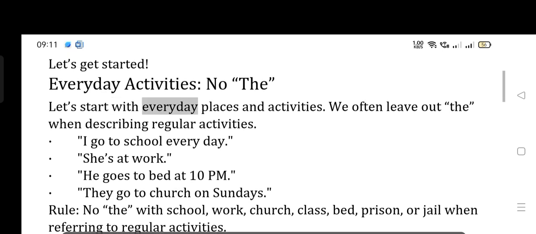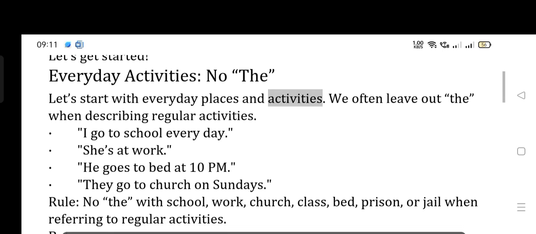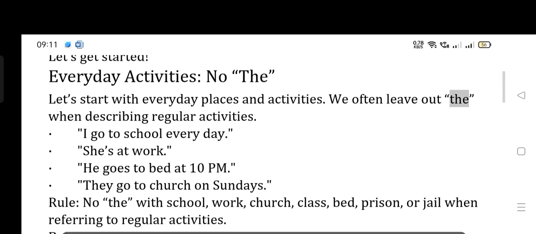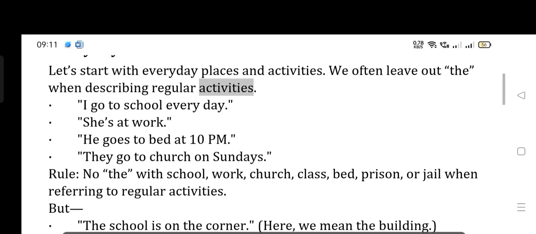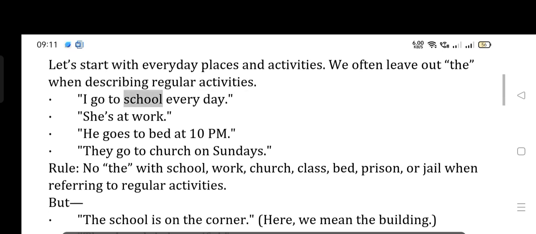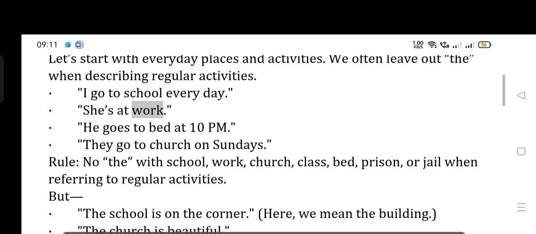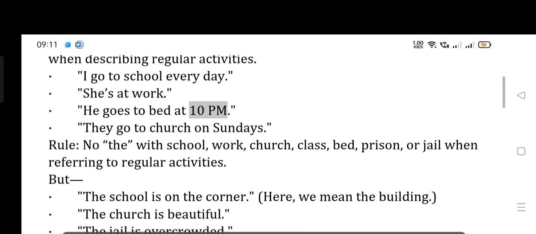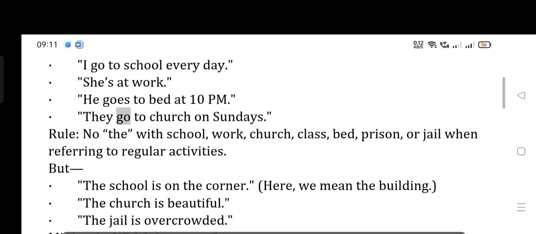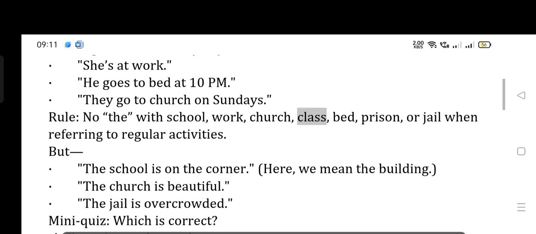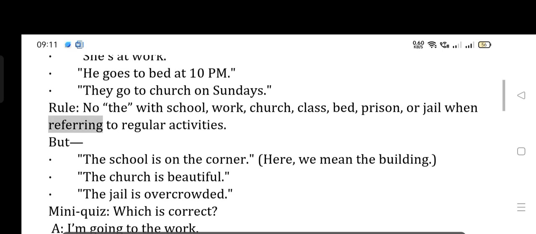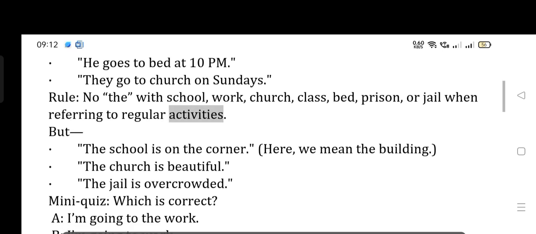Everyday activities: no "the." Let's start with everyday places and activities. We often leave out "the" when describing regular activities. I go to school every day. She's at work. He goes to bed at 10 p.m. They go to church on Sundays. Rule: no "the" with school, work, church, class, bed, prison, or jail when referring to regular activities.